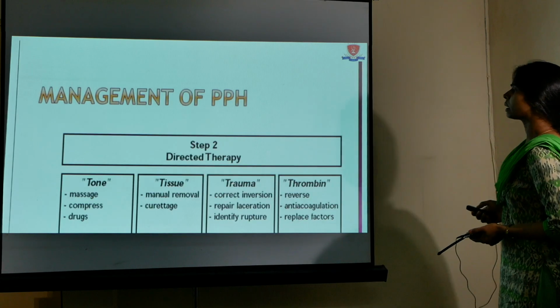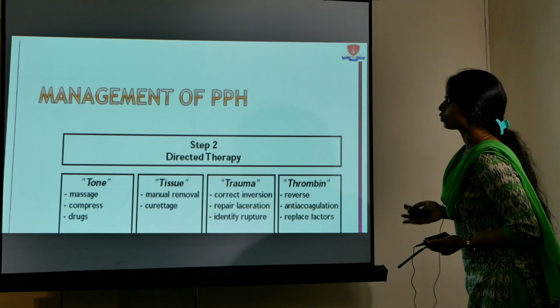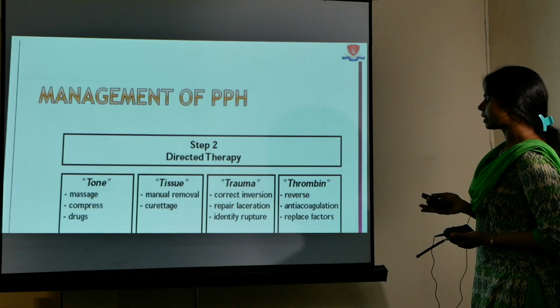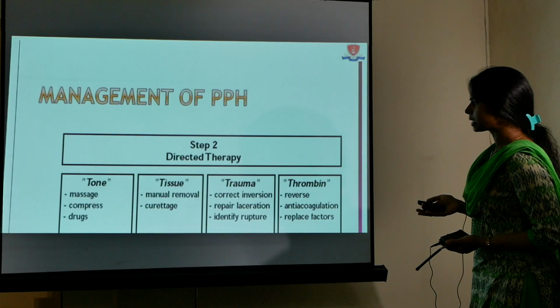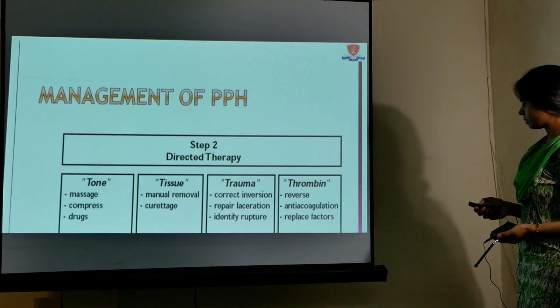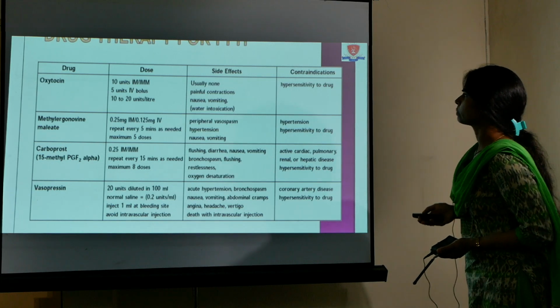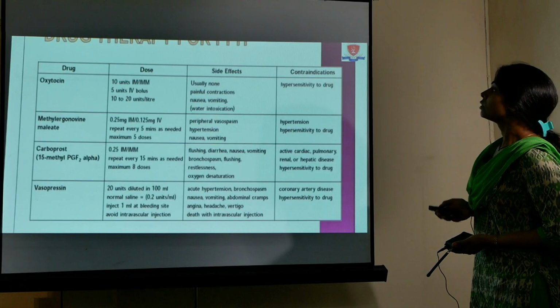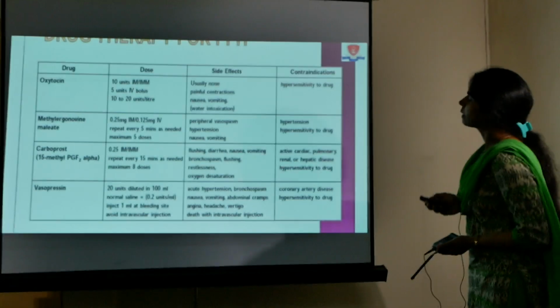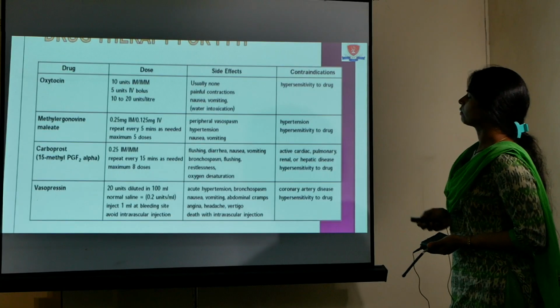And then the directed therapy: if the defect is in tone, then it is managed by uterine massage. If uterine massage fails, then uterine compression and uterotonic drugs are used. Or for tissue, uterotonic drugs: oxytocin is used at 10 units IM, or 5 units IV bolus, or 10 to 20 units per liter given to the patient.